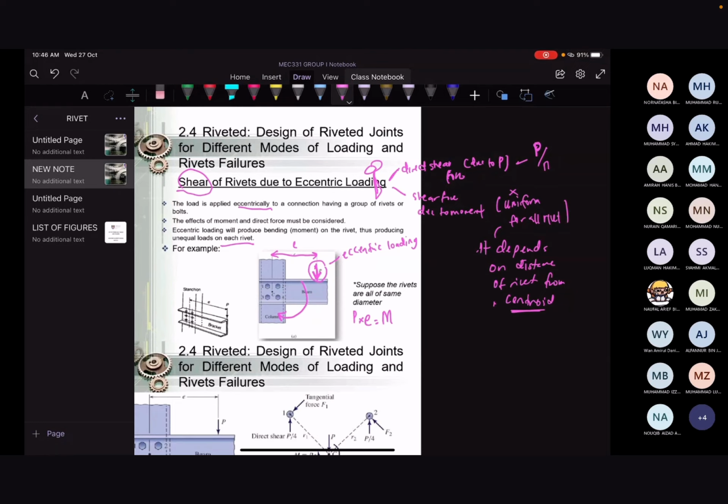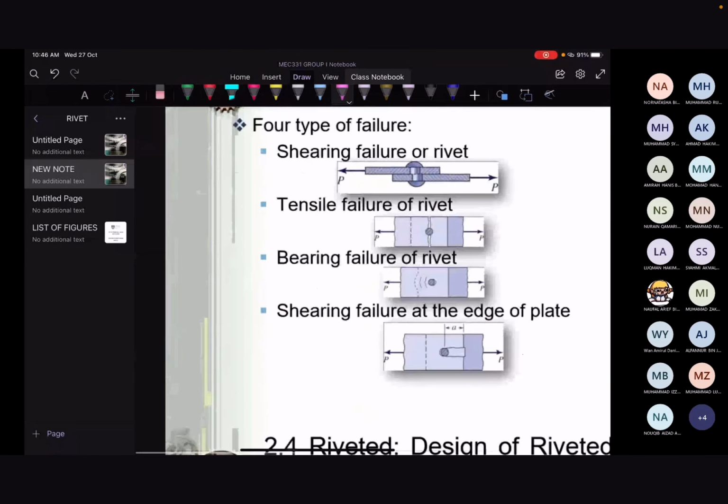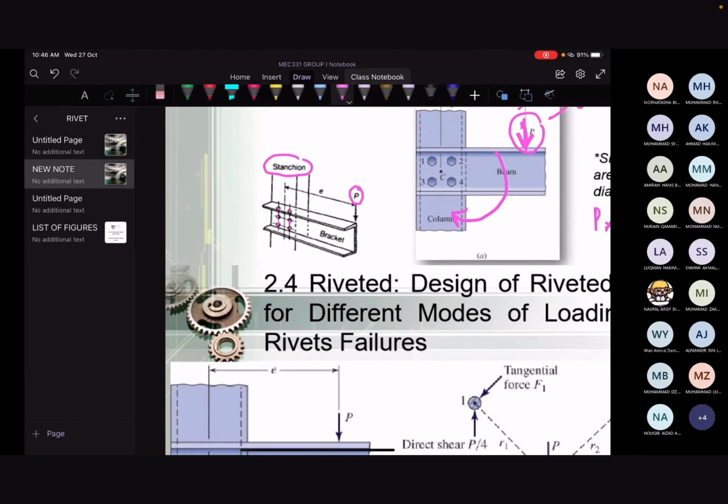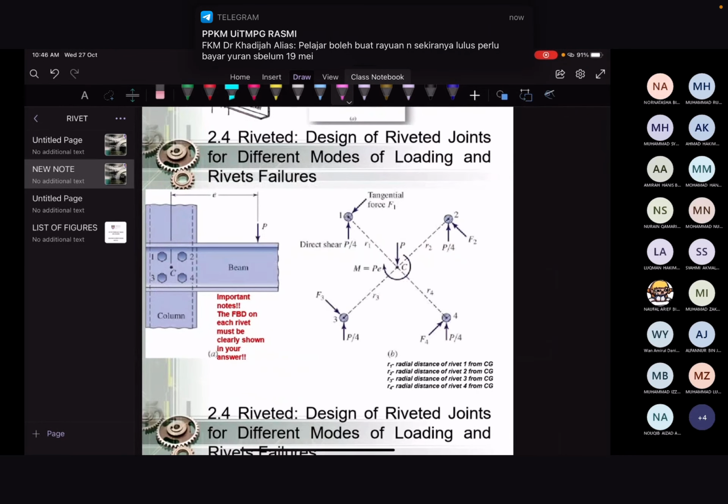Okay, so as said earlier, eccentric loading will produce bending moment on the rivets, thus producing unequal load on each rivet. So here is an example of eccentric loading on a bracket. There is a bracket, and the bracket is attached to a stanchion, which is like a column. You have a group of rivets, but for some reason there is an external force, and this external force is located away from your rivets. So it becomes eccentric loading. Okay, this is the important thing.